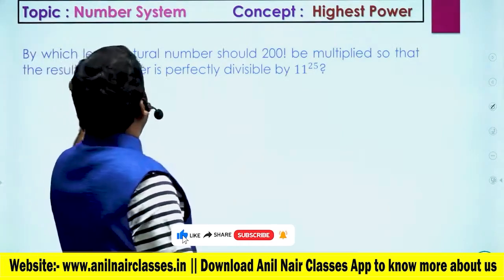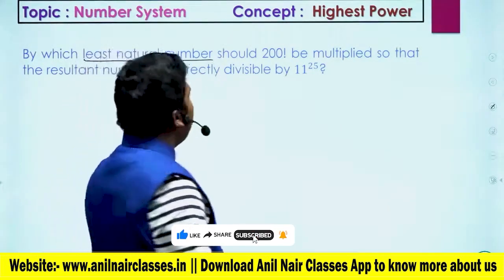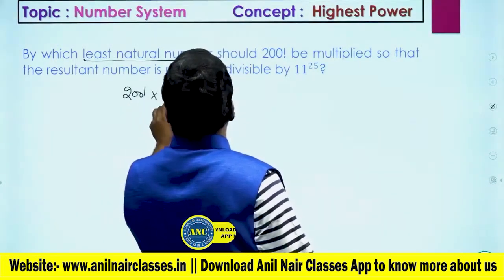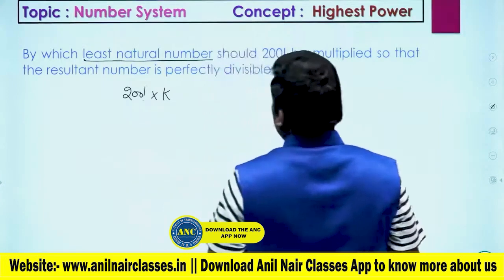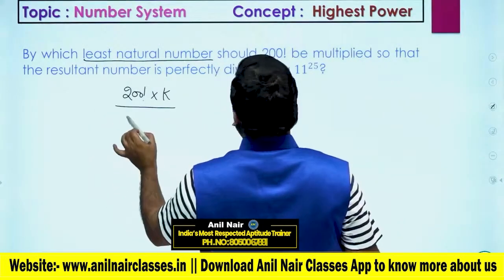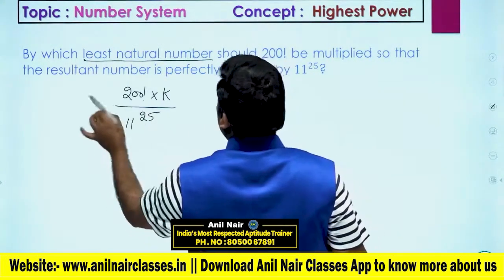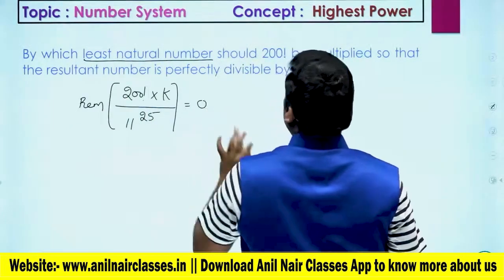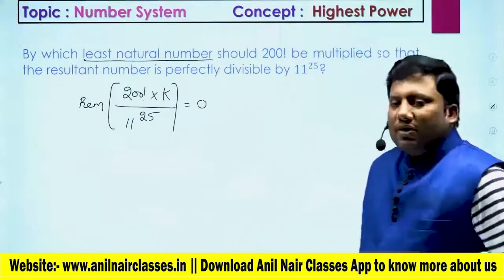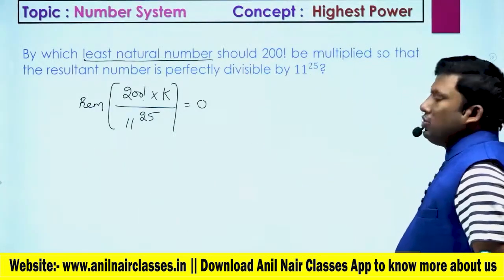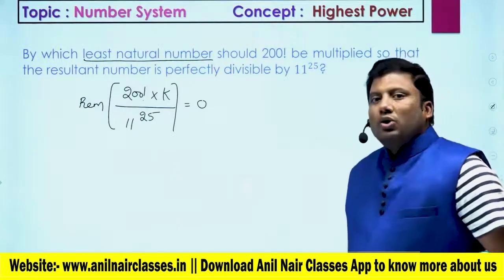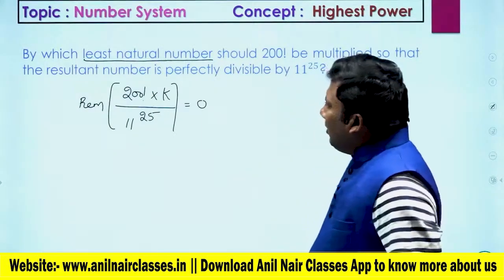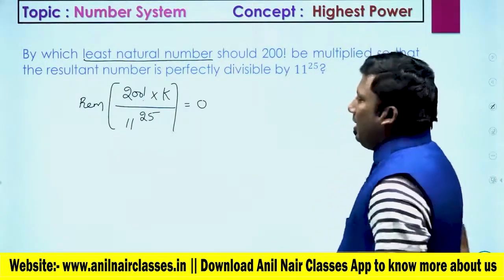I want the smallest natural number. 200 factorial should be multiplied by the smallest natural number, so that this number is perfectly divisible by 11 power 25. Remainder will be 0. By which least natural number should 200 factorial be multiplied? When divided by 11 power 25, the remainder is 0.